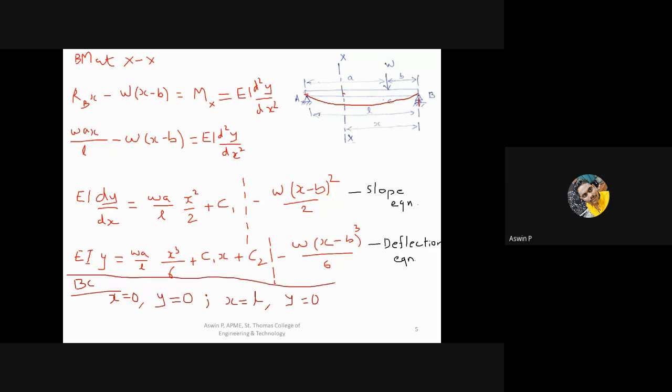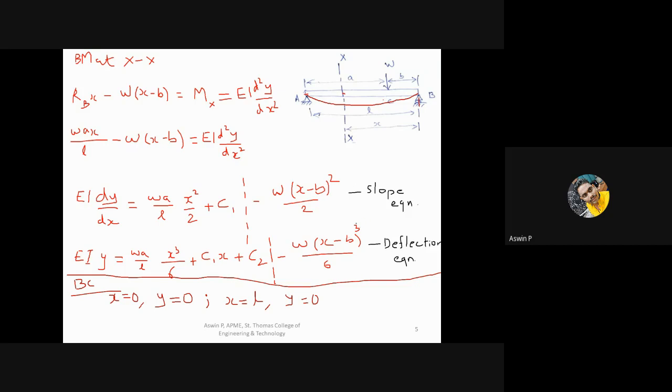After the equations, we have to substitute the boundary conditions. That is, if x equal to 0 then y equal to 0, and if x equal to L then y equal to 0. You need to substitute this relation here. That is, take the equation of y. If we give x equal to 0 here, this will become 0, and this will also become 0. Here, when x equal to 0, all these terms should be 0. This is the important thing. All these terms will become 0.